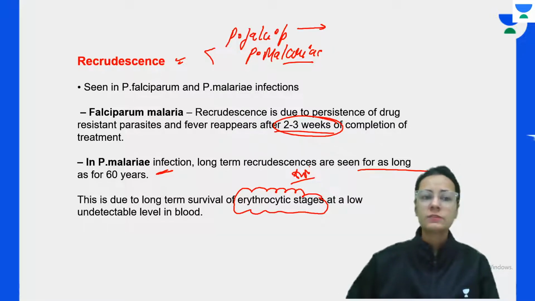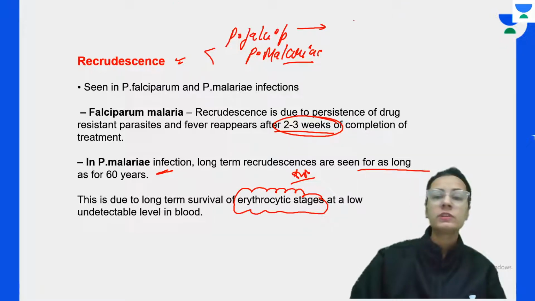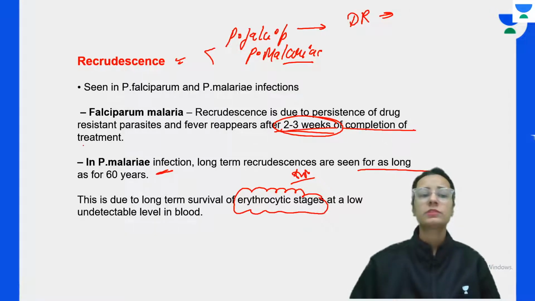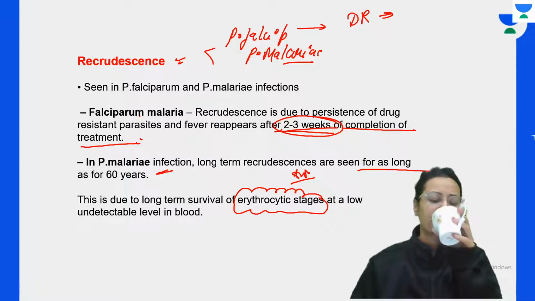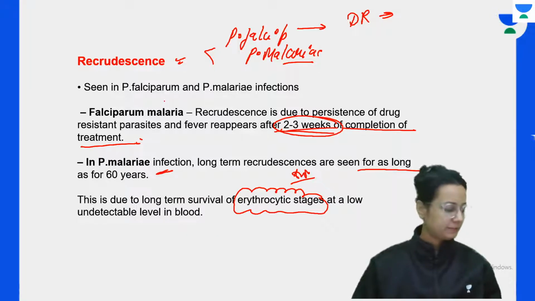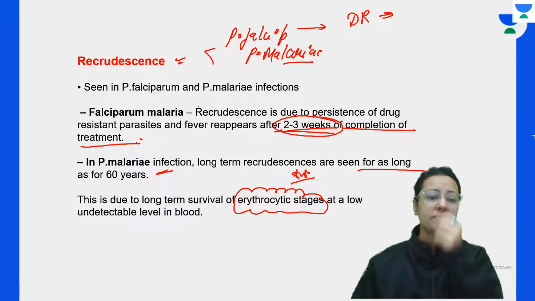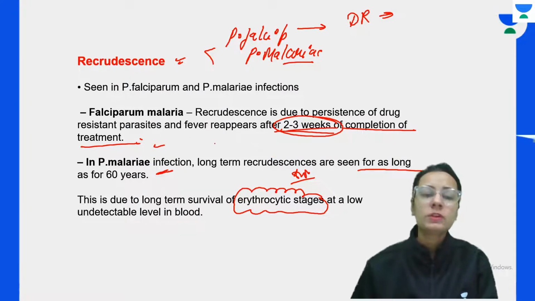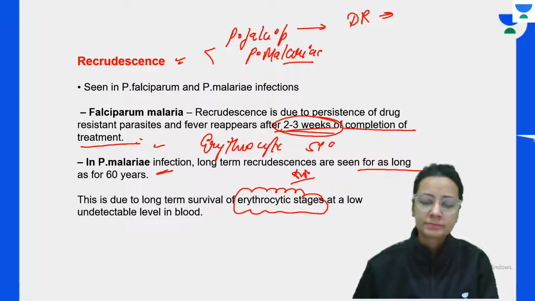So, what is the reason for the recurrent disease? In the falciparum, it is due to the persistence of the drug-resistant parasite, and it appears after 2 to 3 weeks of the completion of the treatment. And in Plasmodium malariae infections, long-term recurrence is due to the long-term survival of the erythrocytic stage.